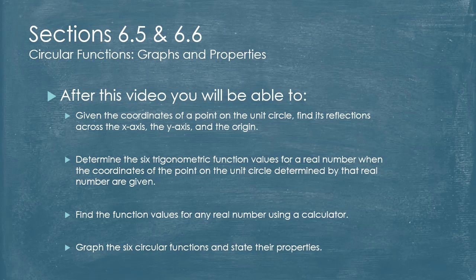if I gave you coordinates on the unit circle, be able to figure out what it would be in other quadrants by either reflecting over the x, the y, or the origin. Also being able to determine any of the values for a specific angle, so either sine, cosine, tangent, secant, cosecant, and cotangent for any of the angles that are on the unit circle, and then also being able to utilize those to make a graph.